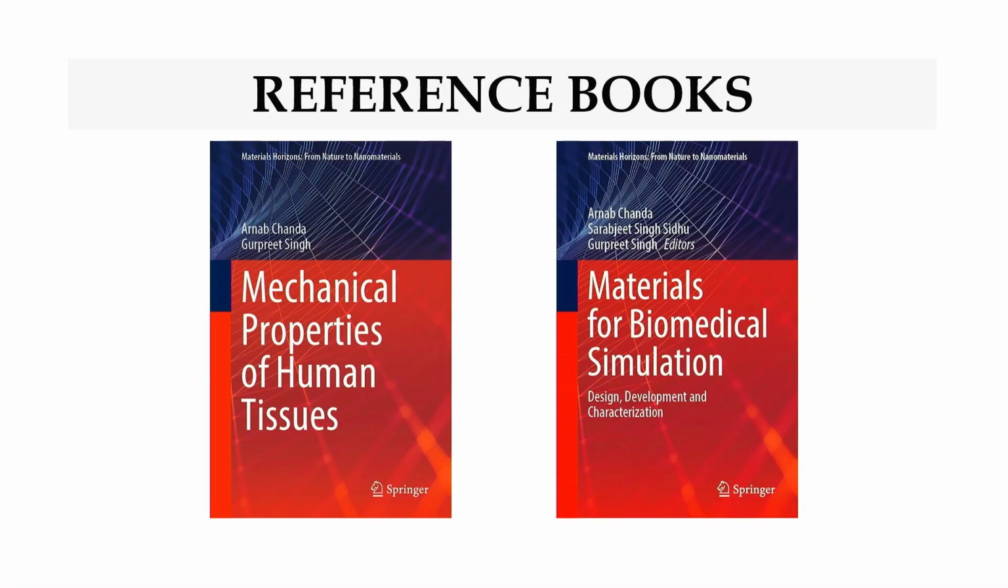The next book is Materials for Biomedical Simulation. These talk about the different material properties and other aspects while they are being used in a simulation or a computational model. So both these books, the first one more and the second one less, would be your reference books for the course, right?